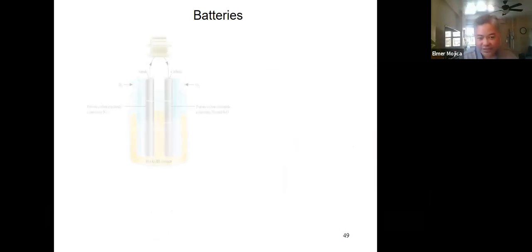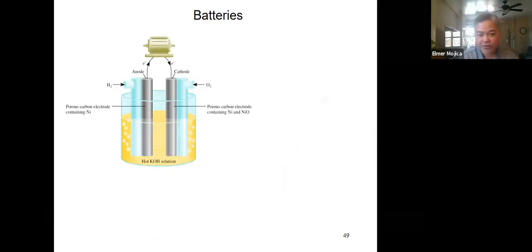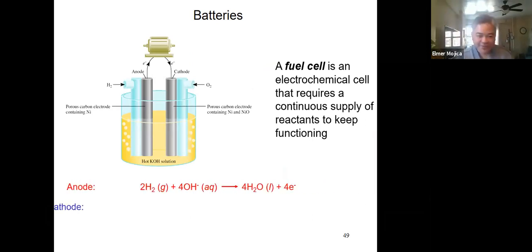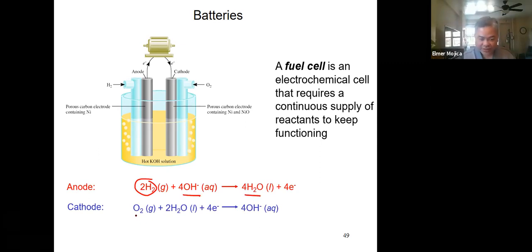And then this is what they say is the future, the so-called fuel cell. Okay, so in the anode you have what? You have H2 reacting with hydroxide to produce water. And then in the cathode you have oxygen plus water producing hydroxide.